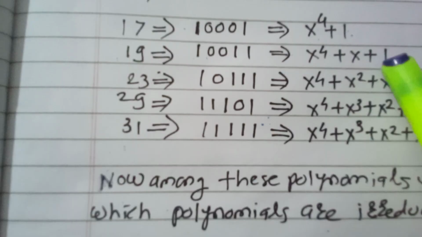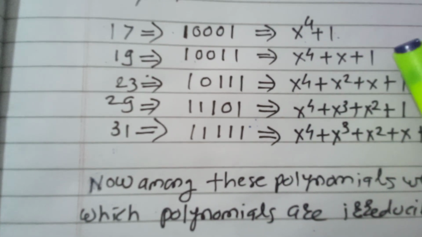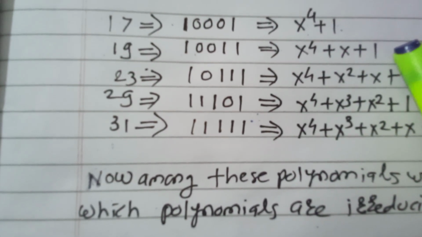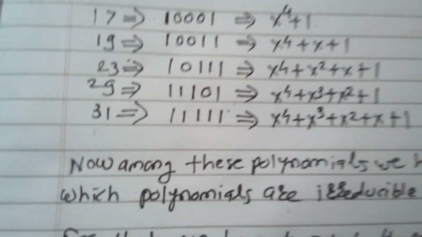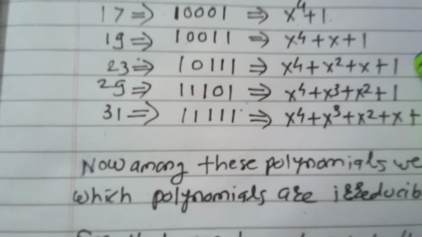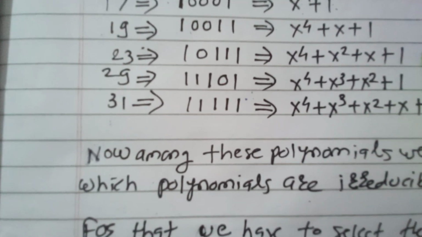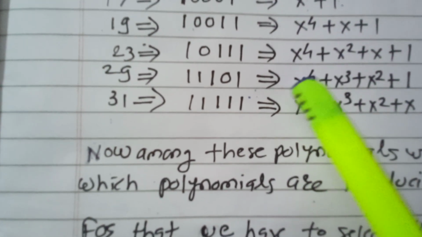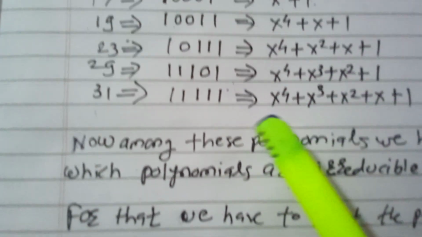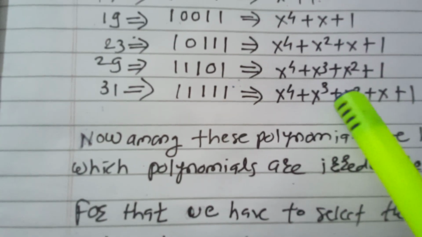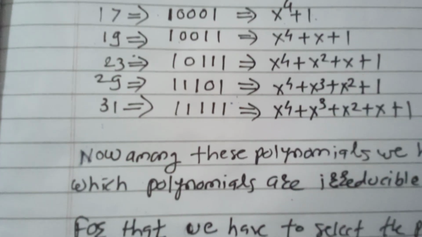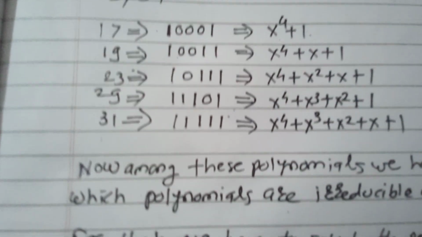Here there are odd ones, 1 plus 1 plus 1, which is equal to 1. So it is irreducible because you are not going to get a 0 here. Here, 1 plus 1 plus 1 plus 1, 4 ones are there, so the answer is 0, so 1 is a root. It is not irreducible. Here 1 plus 1 plus 1 is also 0, so 1 is a root, so it is not irreducible. Here 5 ones are there, so the answer is 1. So 1 is not a root, so it is irreducible.